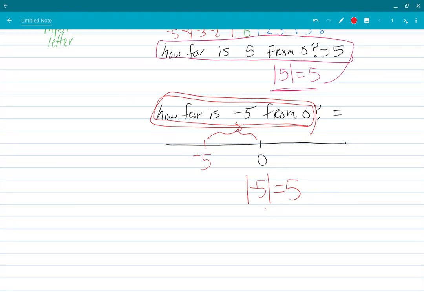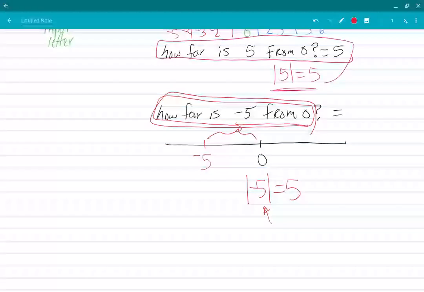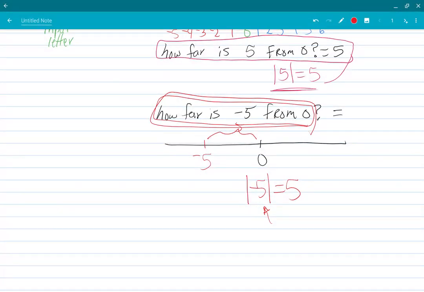I always said, oh, whatever is inside of here, it turns positive. But that's like superficial thinking. That's not really understanding what the question is. The question is, how far is it from 0? Okay. And distance is positive, right? The distance between two different objects is a positive number. Okay. All right. So far, so good. All right. Let's do 3 more. How far is -7 from 0?